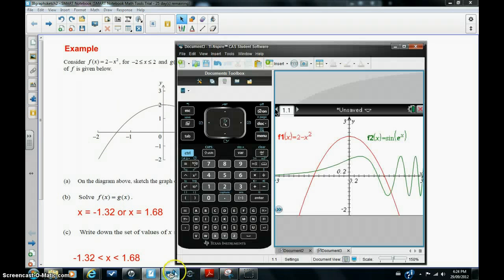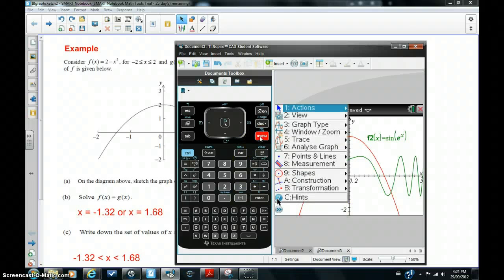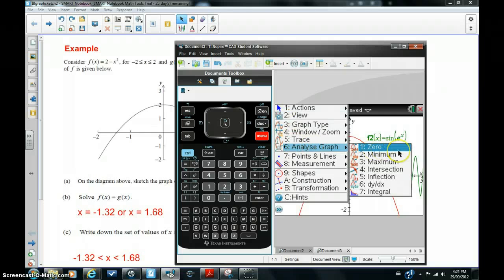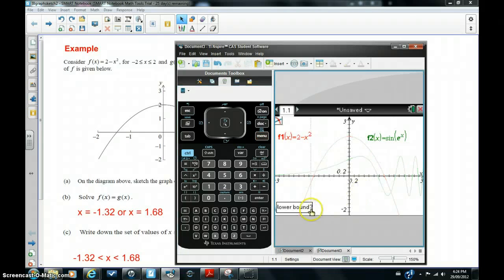So let's go back to the calculator. So we've got to find these two x values at the points of intersection of these two graphs, and you can see they intersect at 2 points. Now to do this you need to hit menu, go to analyze graph, and then go to intersection. Now you'll see lower bound come up. You'll also see a vertical dashed line that you can drag left or right, or you can use the left arrow button to move it and the right arrow button.